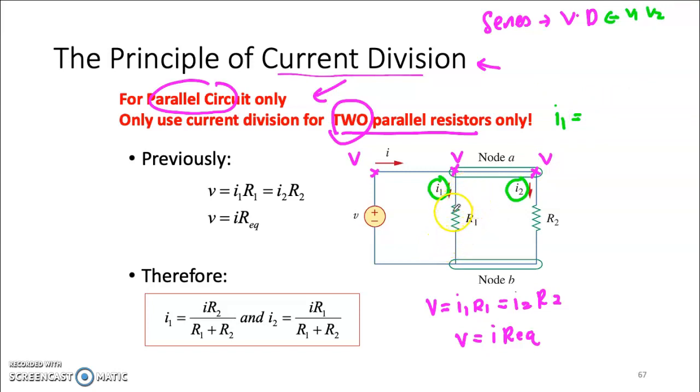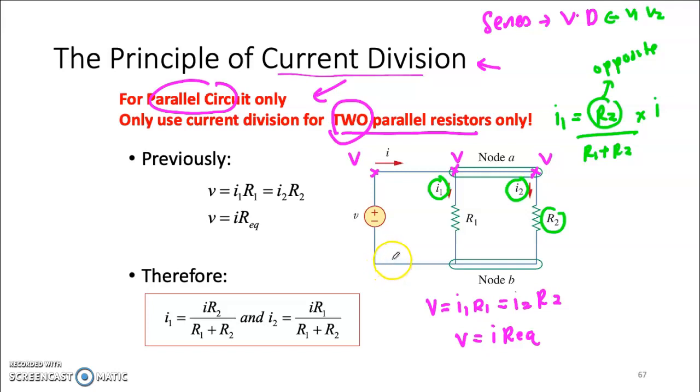So I1 is equal to the opposite resistance. It's not the same. It's the opposite resistance, that is R2, divided by the total resistance, multiplied by the total current. So this is the keyword here. When you want to find I1, the above one must be opposite.